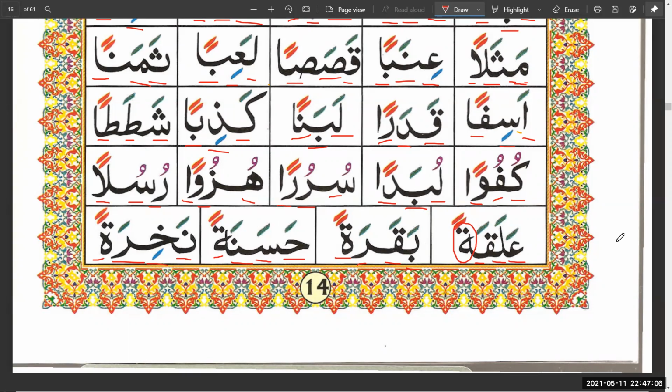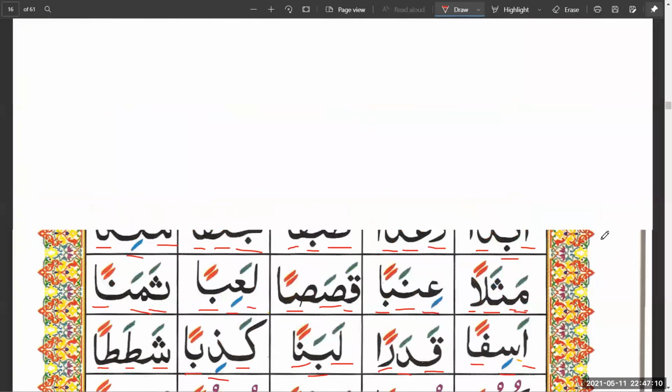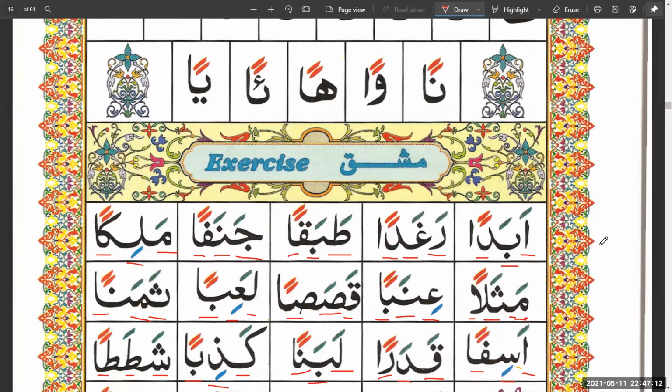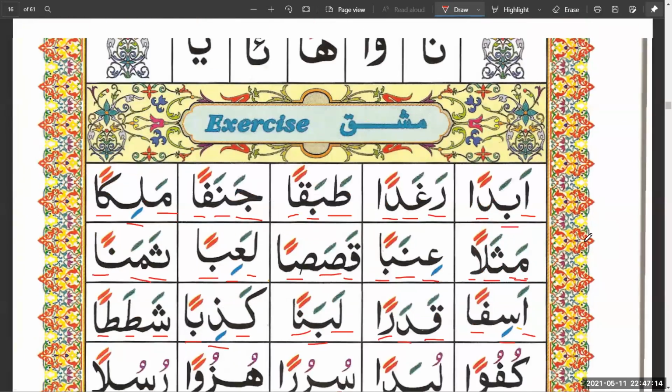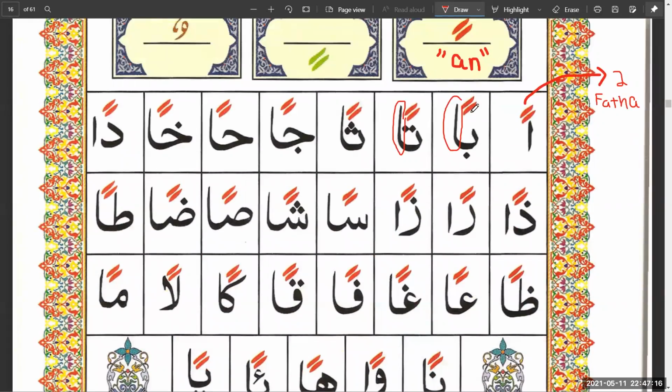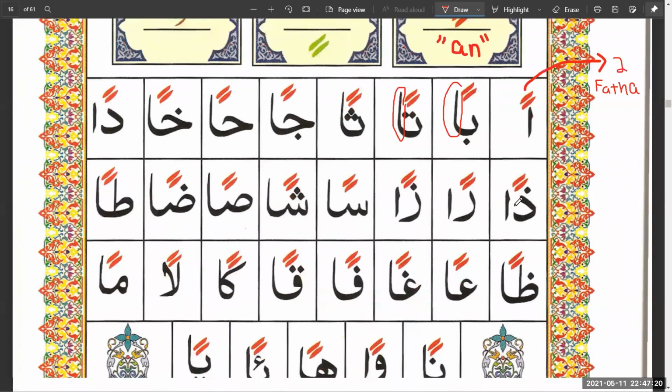Okay. In the next lesson, we will go on to the next symbol, which is two kasra. And I will also talk about what this extra alif is and when we use it, when we have our two fatha.